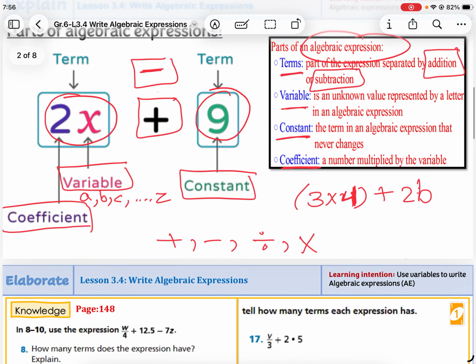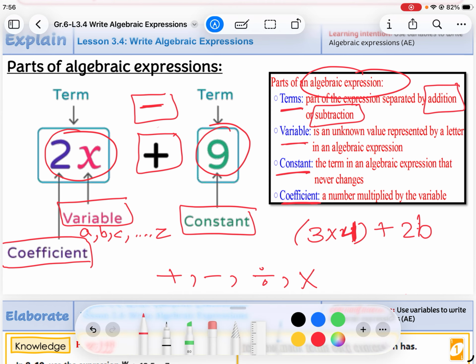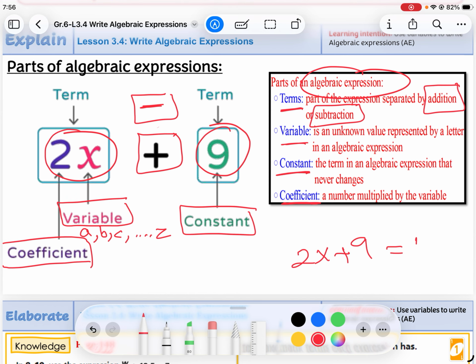Now, let's move on. Here, if I ask you a question, if they ask you a question, can you evaluate an algebraic expression? In this case, 2x plus 9. Can you evaluate it? Because I saw many students writing that 2x plus 9 equals 12.